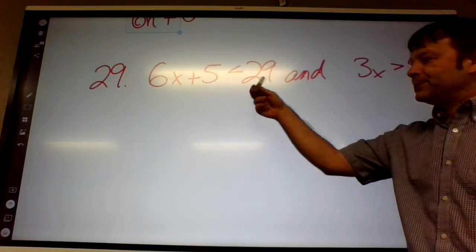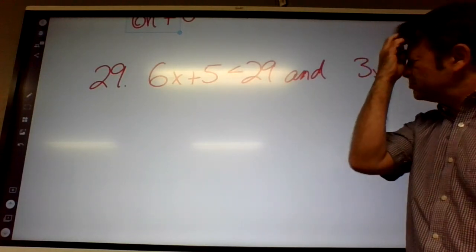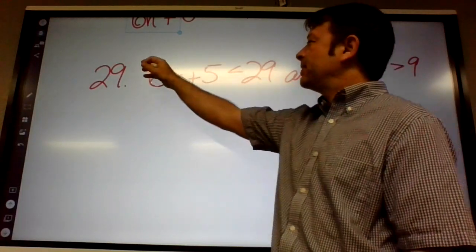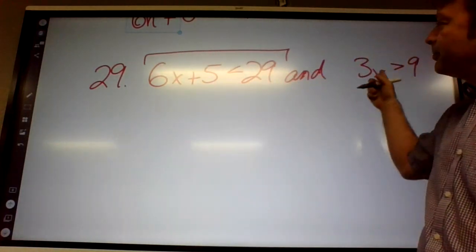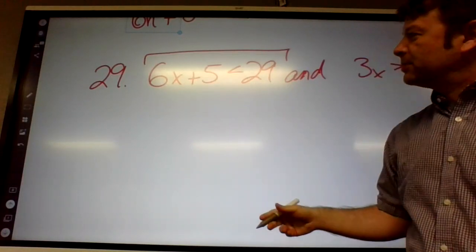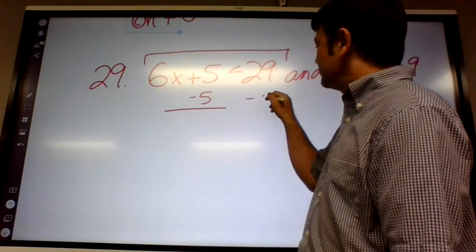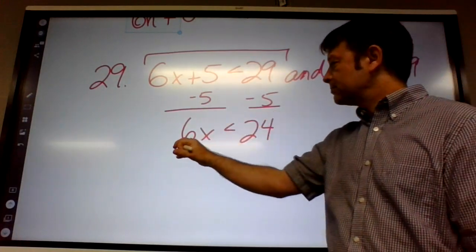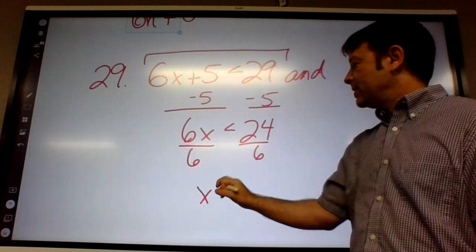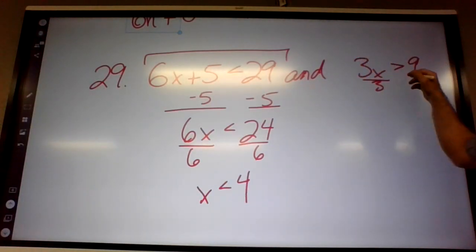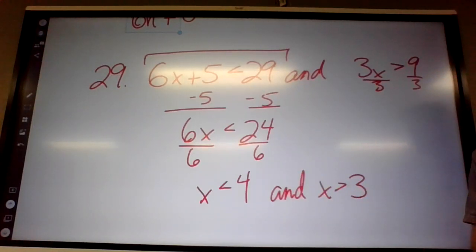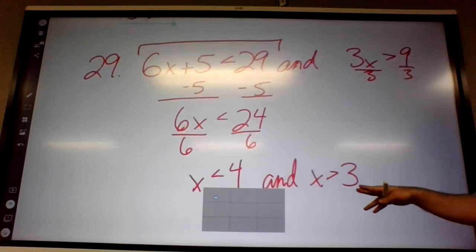Trace, what would I do to solve this one? So you take the x's and so minus 6x. No, just right here from here to here. Right. This is a separate one. Okay, so you would minus 5. Minus 5. 6x. And you divide. All right, so we get x is less than 4, and x is greater than 3 on this one.